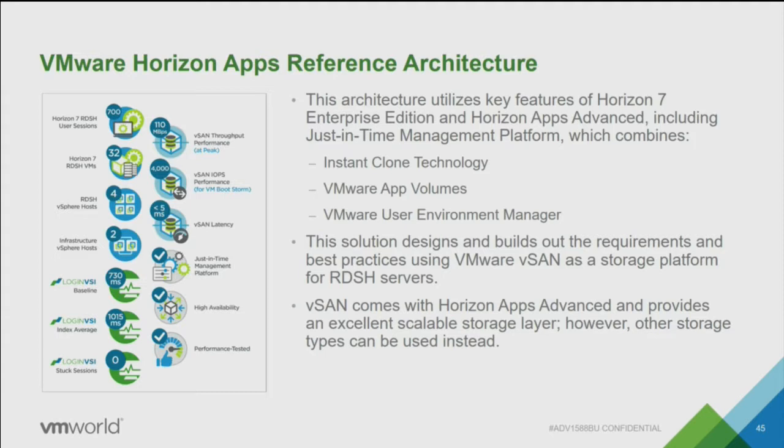So that's what that does. A key aspect of this architecture is that it provides validation for the Enterprise Edition and the Apps Advanced Edition of Horizon 7, so that includes the jump components in there. That's going to get you validation and performance testing for instant clones, User Environment Manager, and App Volumes. This is the first of its kind in that way, that we're actually battle testing all of these different components.